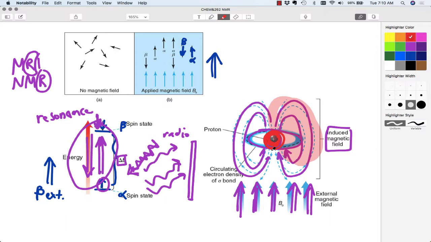And that's called being de-shielded. And here the opposite case was where we felt more shielded by additional electron density. So based on how much these nuclei are shielded or de-shielded, you're going to get different delta E values here.